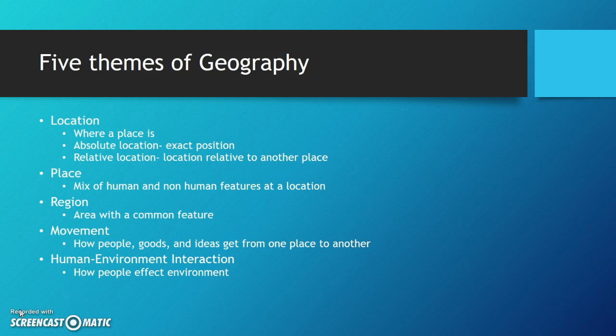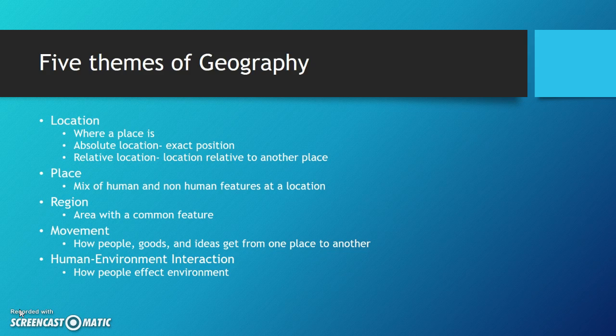So, if we talk about my classroom, its exact position would be, if you go in the front door, up the hallway to the left, and then the first door on the right is my room. Relative location would be where I am related to another place. So I'm across the hall from the 8th grade. That's my relative location.